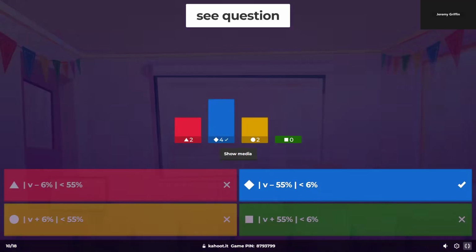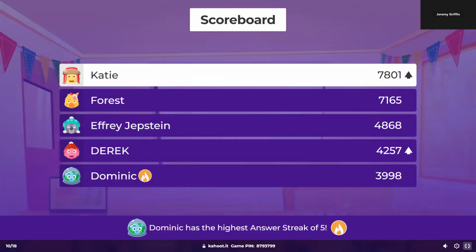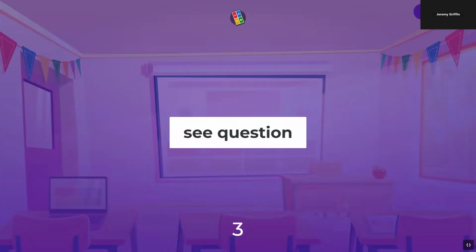Red and blue. All right, that's Dominique, Derek, Effort Justin, Forrest, Katie. No, I knew it was blue.